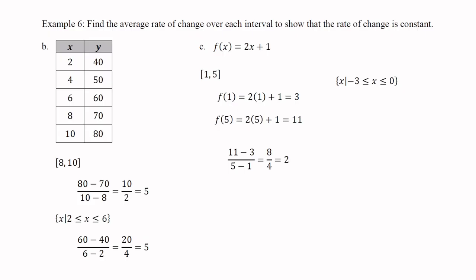We'll do the same for negative 3 and 0. Plug in negative 3 to get negative 5, plug in 0 to get 1, and we get our average rate of change using those 2 points as negative 6 over negative 3, which is also 2. So since our rate of change is 2 over different intervals, then chances are we have a linear function.